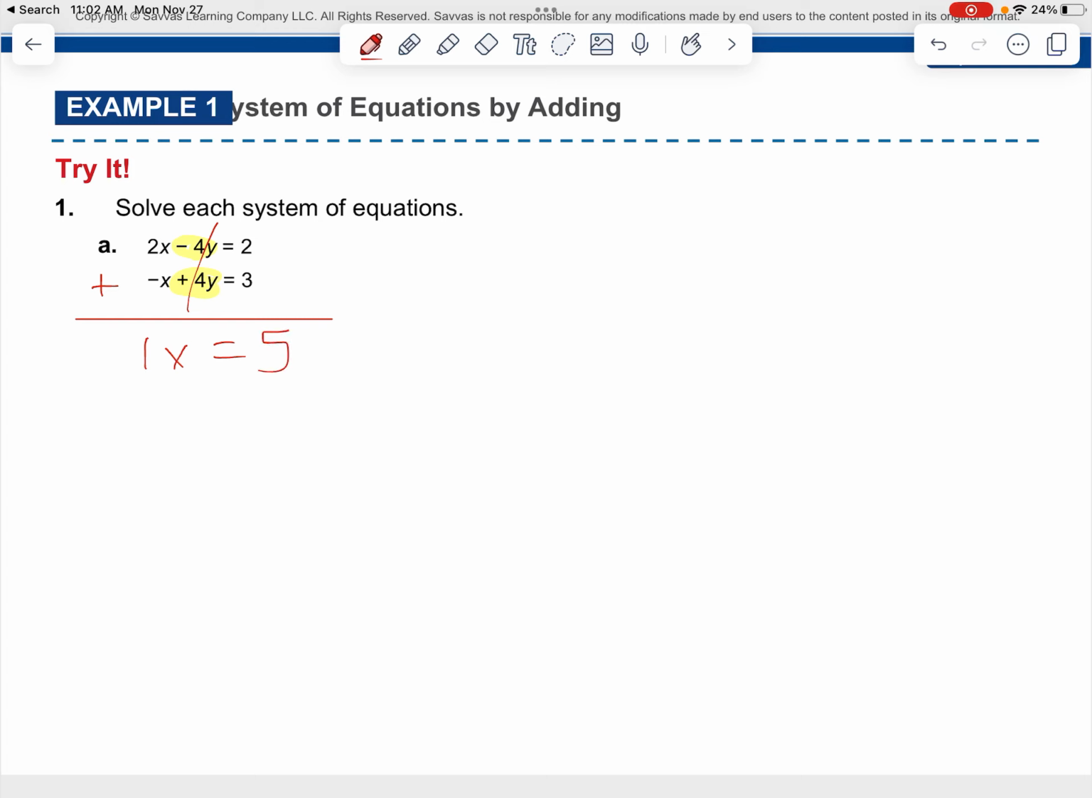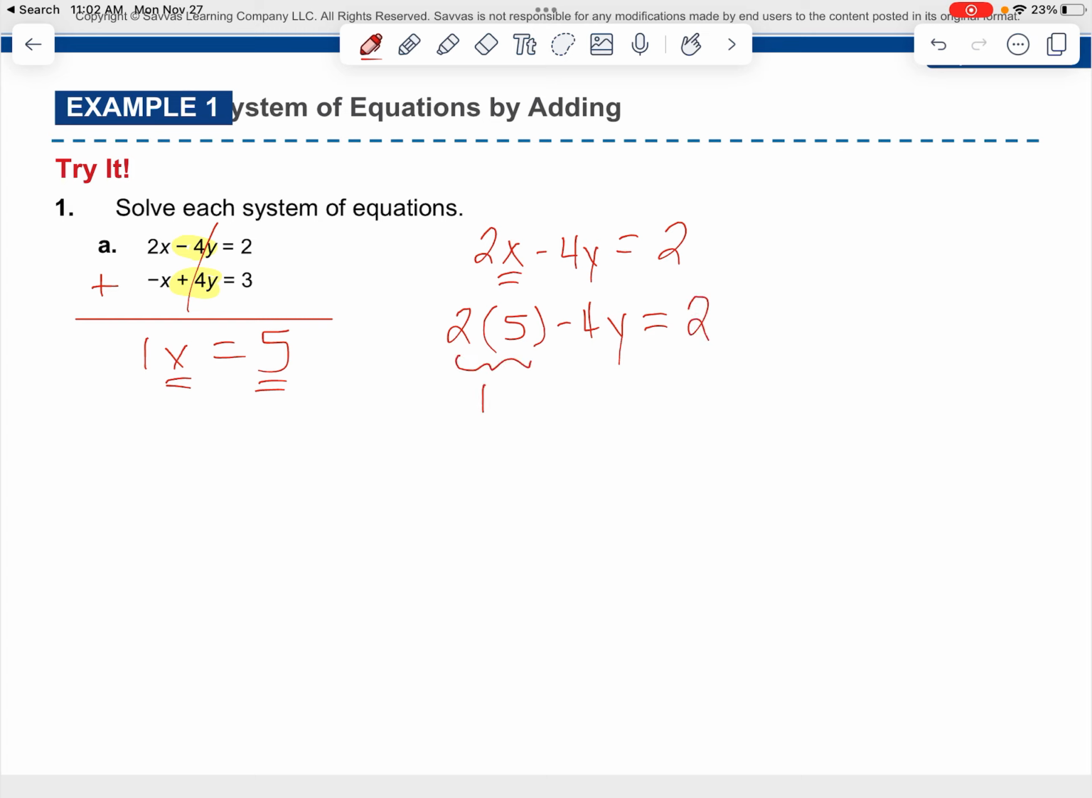Now the second part, take one of your original equations, it doesn't matter which one. I am going to use the first equation and substitute the value you just found. So we just found x to be 5. So we're going to completely replace x with 5 by placing it in parentheses next to that 2. And now we're going to solve.